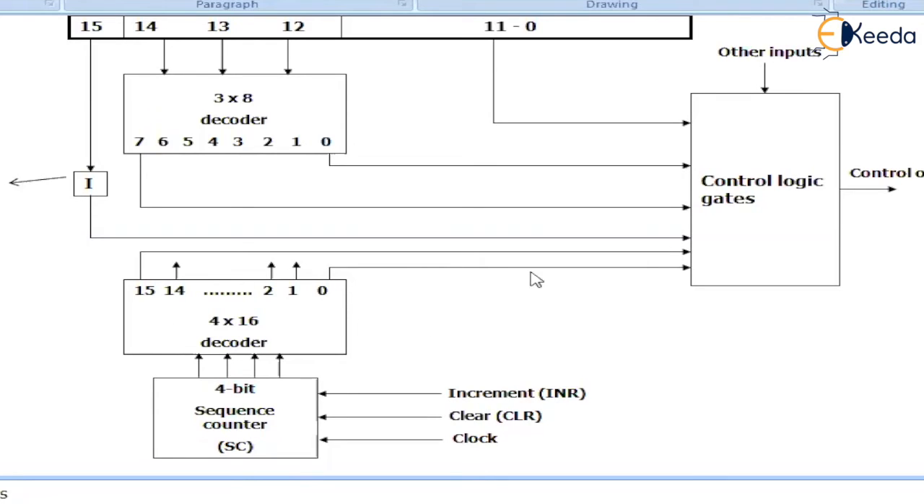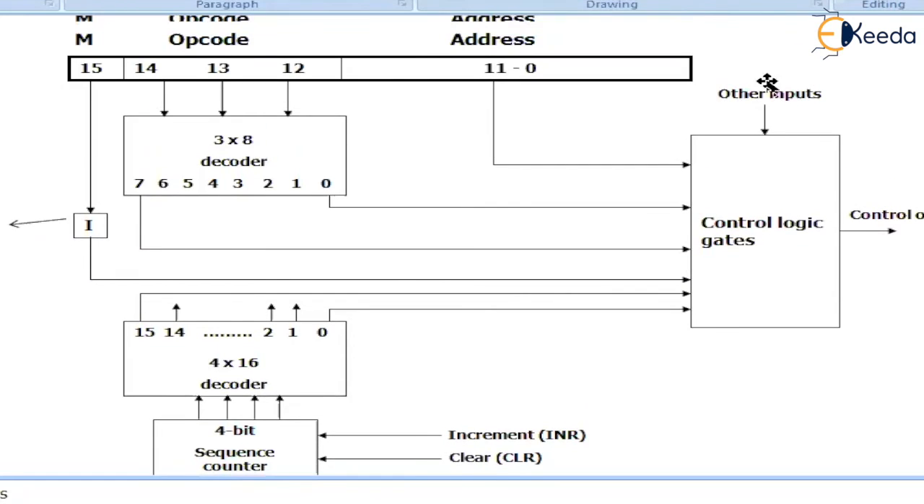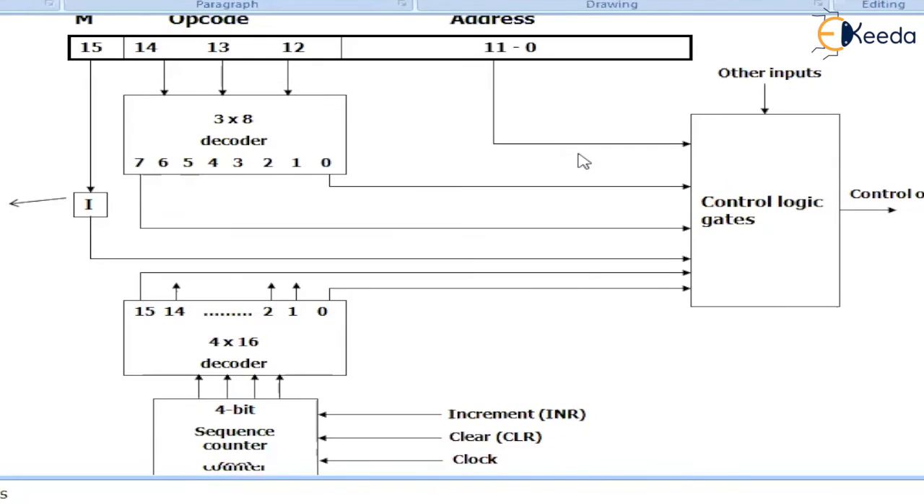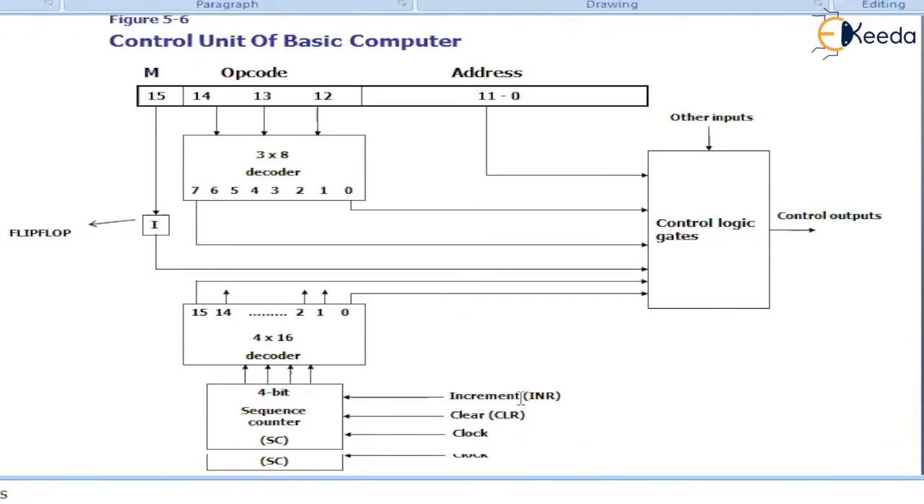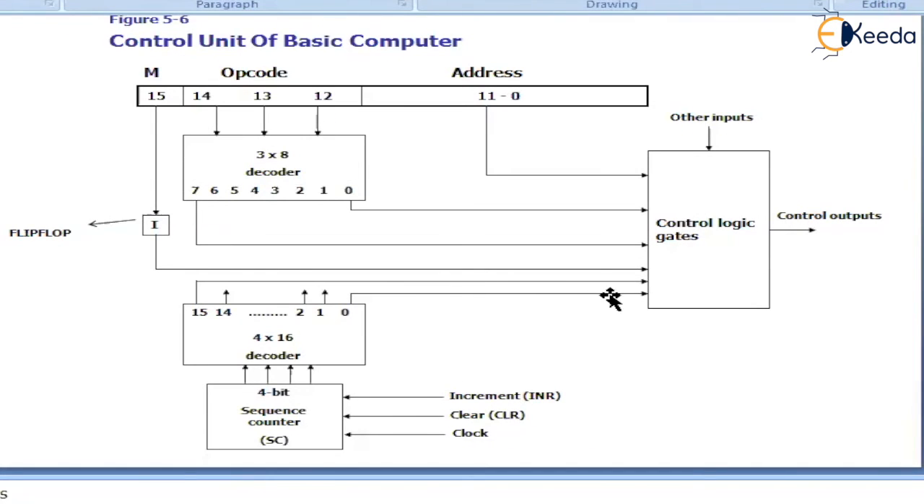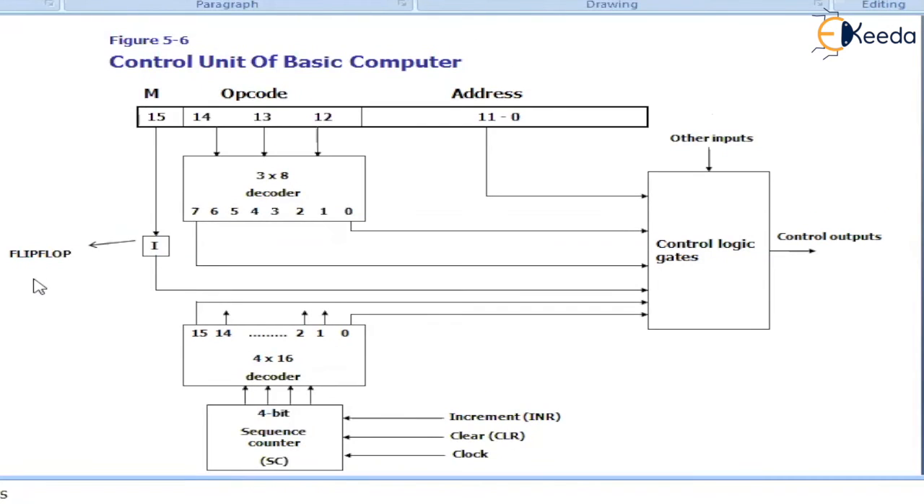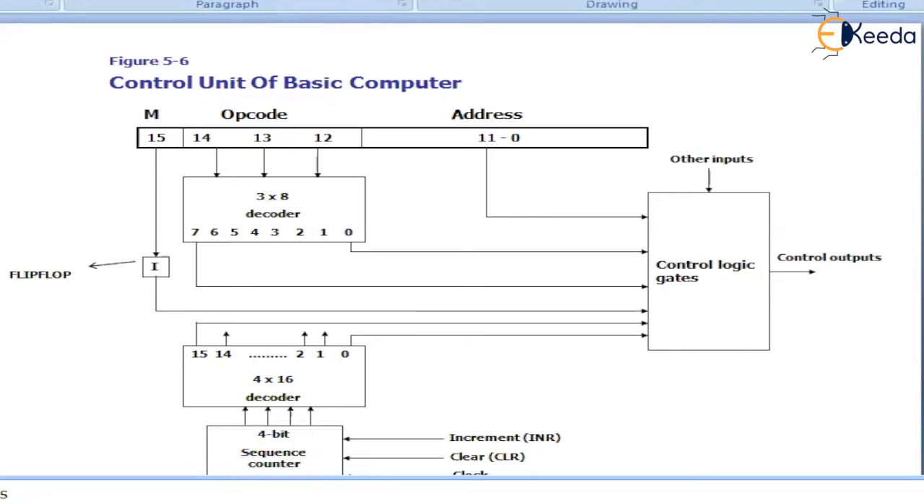The moment T0 is received by the control unit, it is going to enable the program counter and address register. I hope you got it right now. Now, the control unit receives the clock pulses. The moment it receives T0, it is going to enable the program counter and address register. In T1, memory at the address register goes to the instruction register, and the program counter will be updated to PC plus 1.